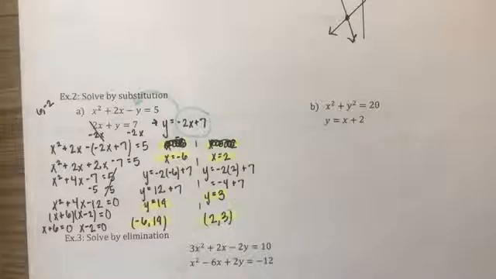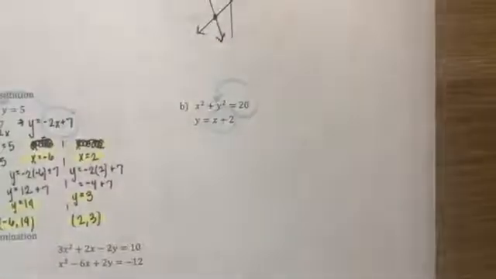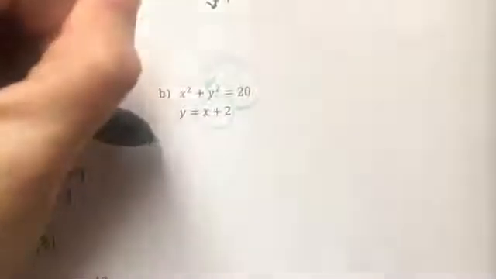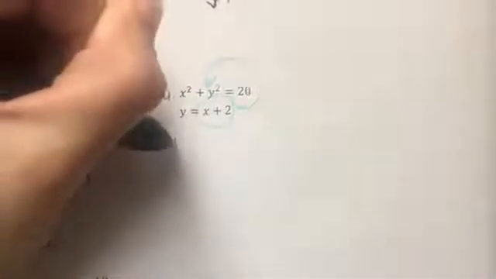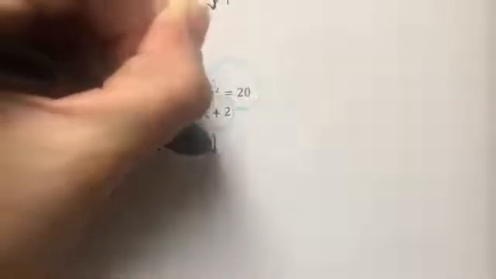This one is already solved for y. So the second equation is already solved for y. It's saying that y is equal to x plus 2. So we're going to substitute that x plus 2 into that y squared of the first equation. And then when I do that, I have x squared plus, instead of y squared, it'll be in parentheses x plus 2 squared equals 20.